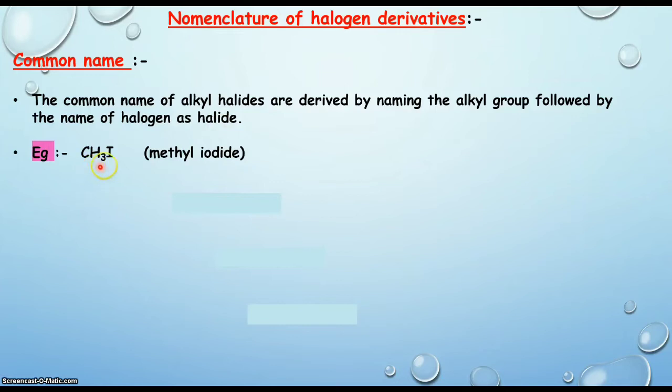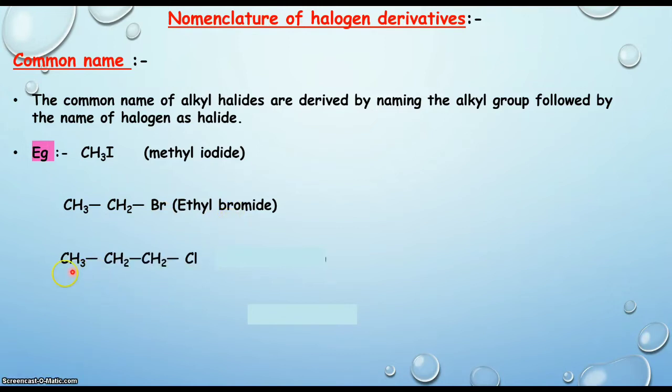You can observe here, this is the methyl group. As we know, a methyl group can be obtained by removing one hydrogen from methane. This methyl group is bonded to iodine, so its name is methyl iodide. In the second example, the alkyl group has 2 carbon atoms, that's why it's ethyl, which is bonded to bromine, that's why the name is ethyl bromide.